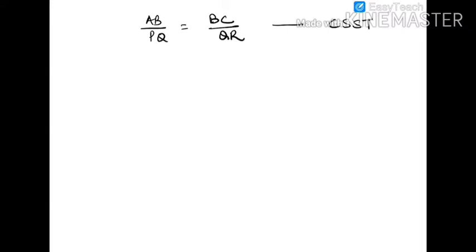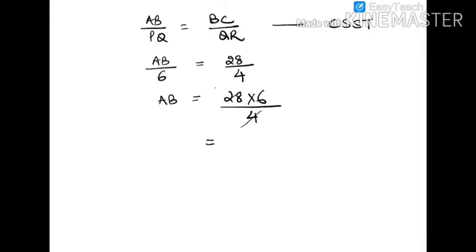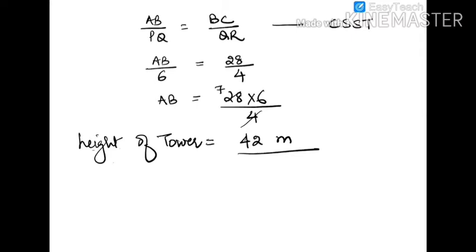So on substituting the value of these sides, we get AB upon 6 equal to 28 upon 4. On cross multiplying, we get AB equal to 28 into 6 divided by 4, which is 42 meters. So the height of the tower is 42 meters.